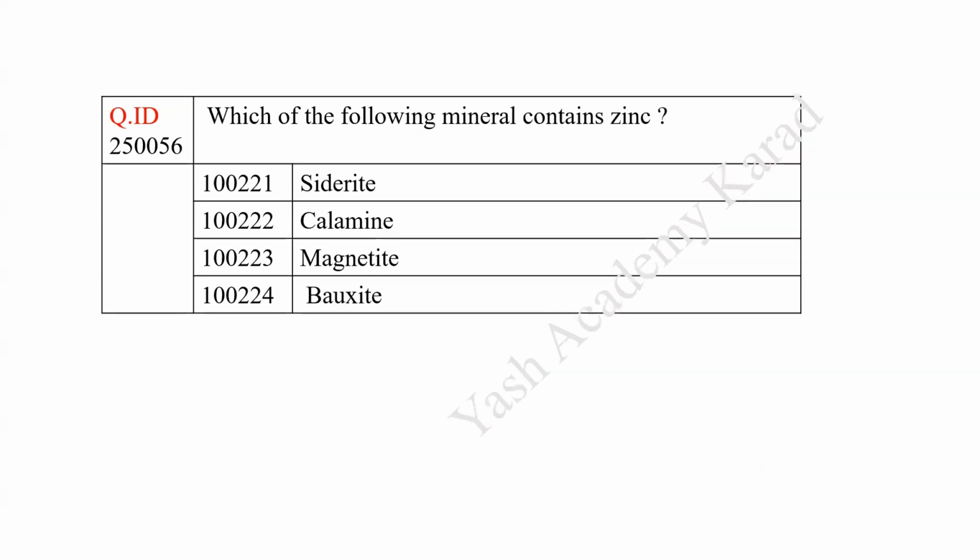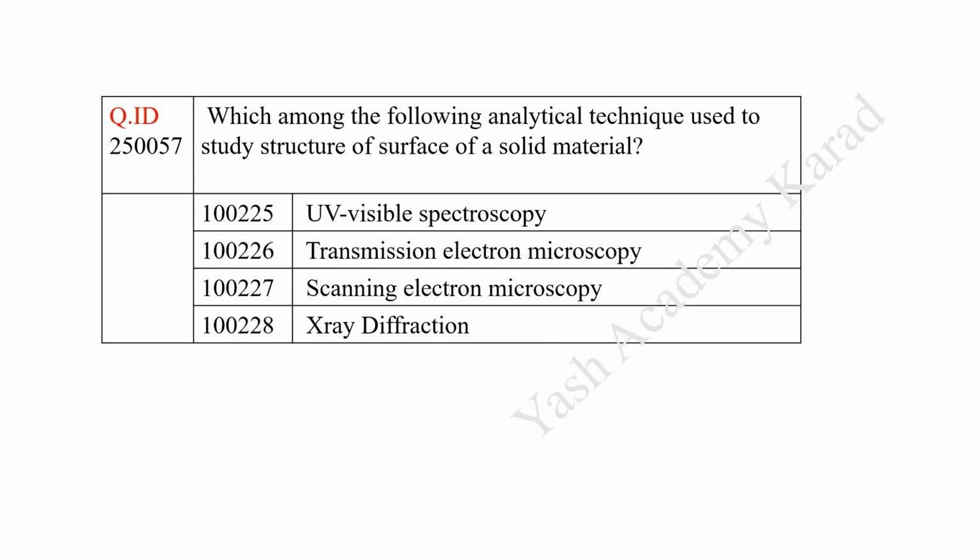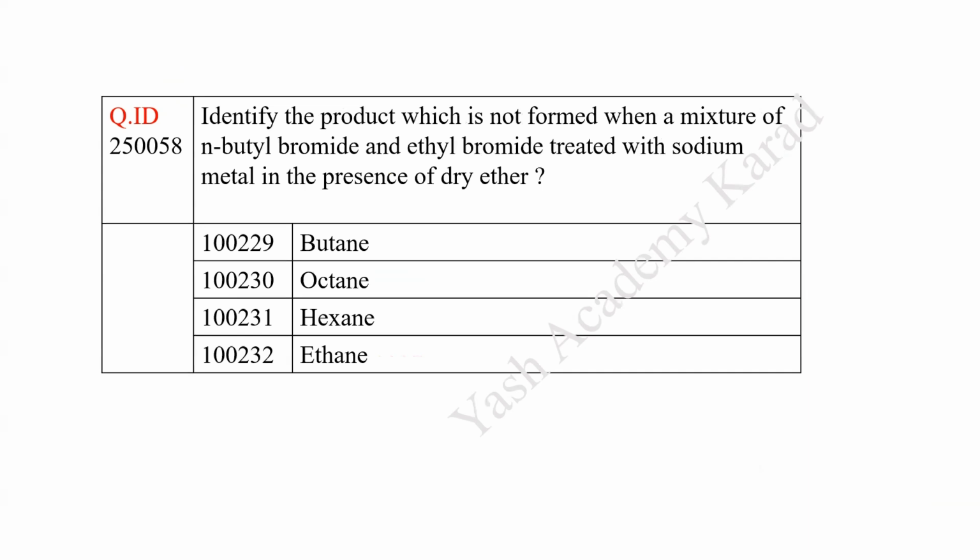Which of the following minerals contains zinc? So calamine, that is ZnCO3. So calamine is the correct option. Which among the following analytical techniques is used to study the structure of the surface of a solid material? That is scanning electron microscope. Identify the product which is not formed when a mixture of N-butyl bromide and ethyl bromide is treated with sodium metal in the presence of dry ether. The correct answer is ethane.